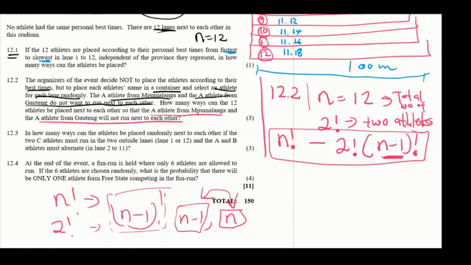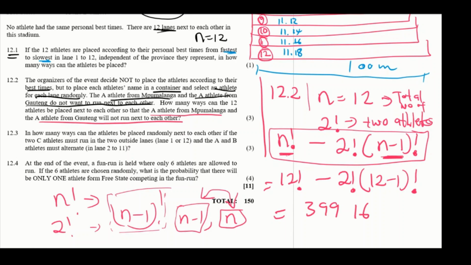So instead of writing N factorial here, you're going to write the total, which is 12. So it's going to be 12 factorial minus the two athletes that don't want to run next to each other, and 12 minus 1 factorial. So the final answer for this problem is going to be 399,168,000. So this will be the answer that defines the placement of these athletes, taking note that there's two athletes that don't want to be placed next to each other, athlete A of Mpumalanga and athlete A of Gauteng.